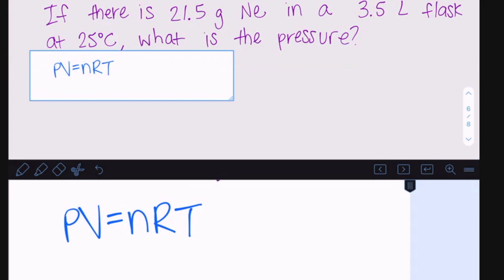All right, looks like we're back in lab here. Iron Man's taking a little ice bath.